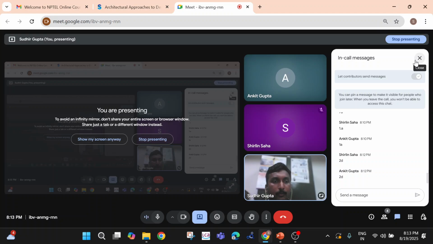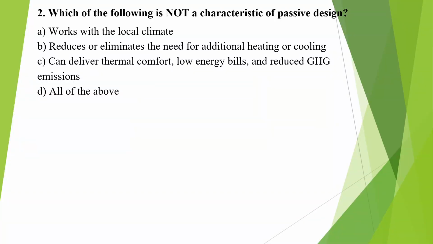Second, D option has been marked by most of you, and all of the above, whichever have been marked in option A, B, C, they are correct. So it cannot eliminate completely the HVAC or heating or cooling demands. So all of the above is the correct answer.